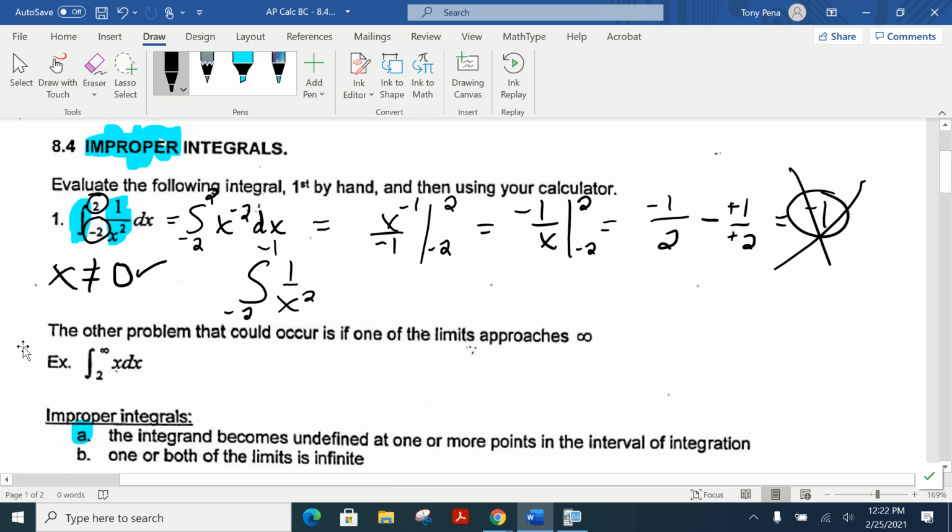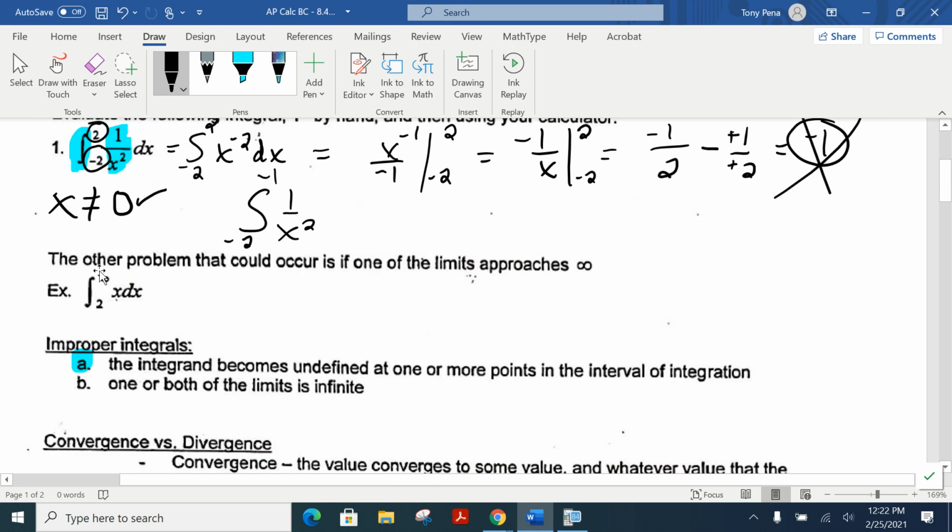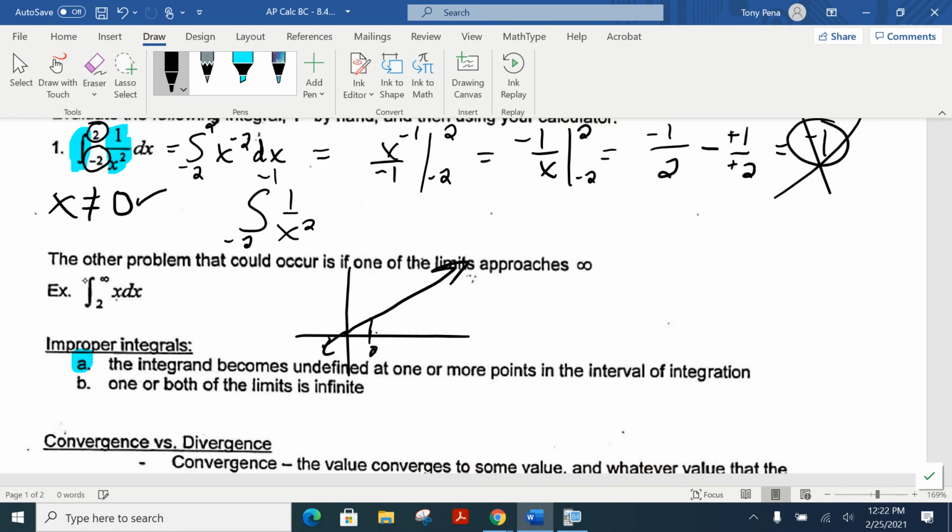The other way is easy to identify. It's what I talked about here: if you have an infinity in your limits. So think about what that now means. Think about this as the line y equals x, right? And I want you to find the area from 2 forever.